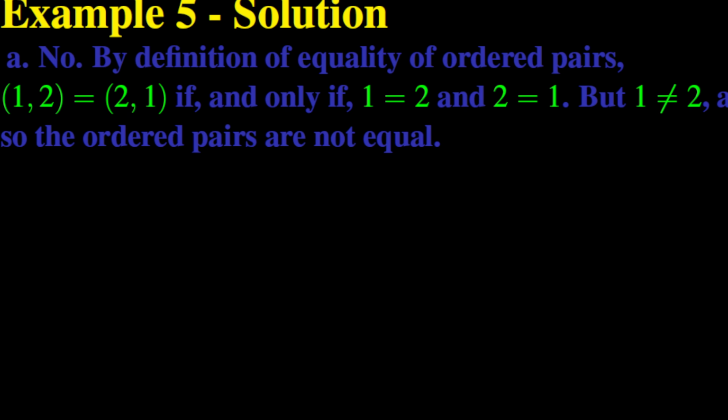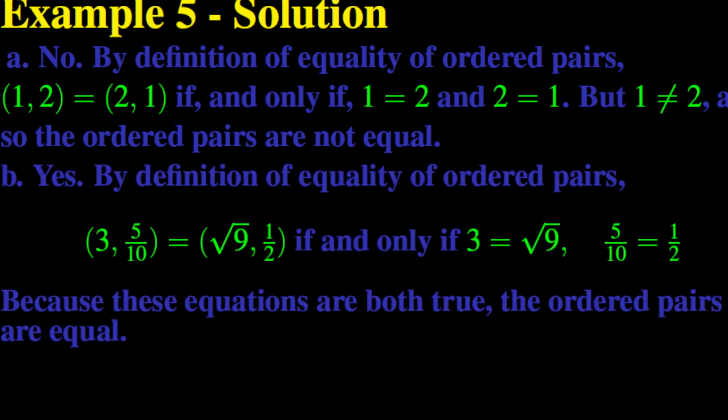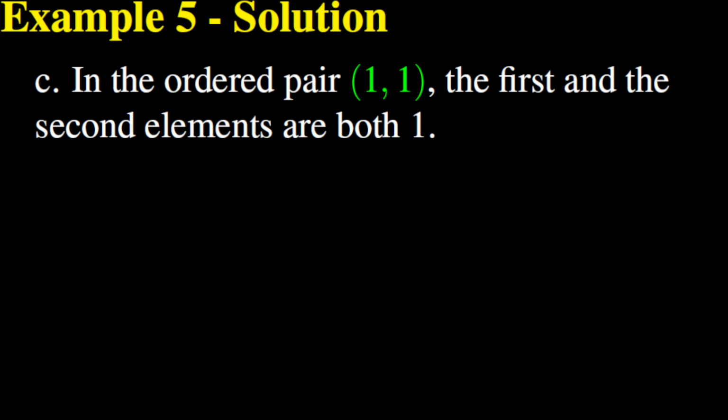For question A, the correct answer is no. By definition of equality of ordered pairs, the couple (1, 2) equals the couple (2, 1) if, and only if, 1 equals 2 and 2 equals 1. But 1 is not equal to 2, and so the ordered pairs are not equal. For question B, the correct answer is yes. By definition of equality of ordered pairs, these equations are both true, so the ordered pairs are equal. Question C: in the ordered pair (1, 1), the first and the second elements are both 1.